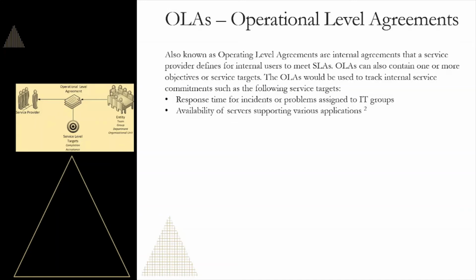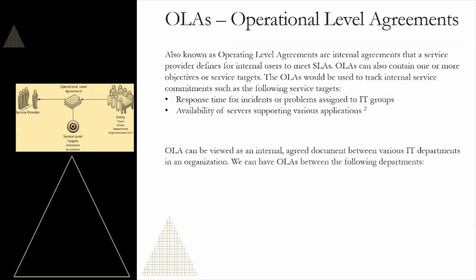So, for example, it can be used to track internal service commitments, such as the following service targets: response time for incidents or problems assigned to IT groups, and availability of servers supporting various applications. OLAs can be viewed as internal agreed documents between various IT departments within an organization.